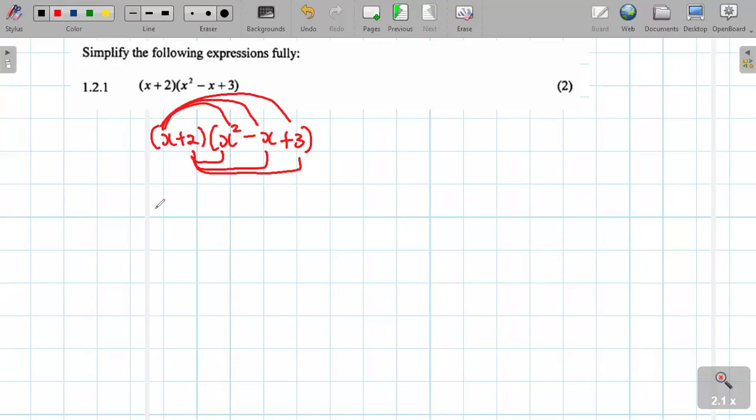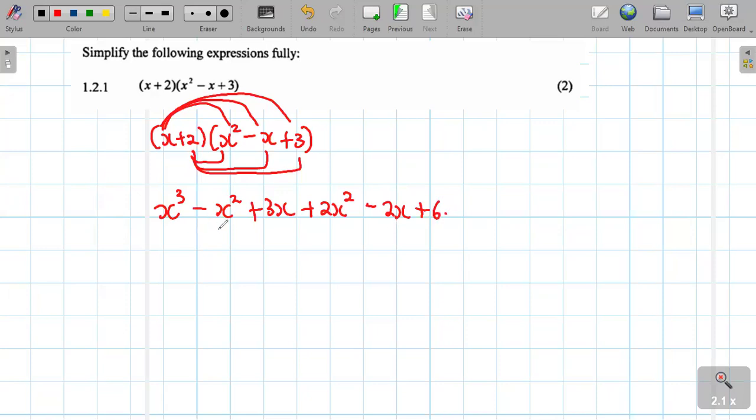X times x squared gives x cubed. X times negative x, remember there is a negative in between, gives negative x squared. X times 3 is plus 3x. 2 times x squared is plus 2x squared. 2 times negative x is minus 2x. 2 times 3 will be plus 6.